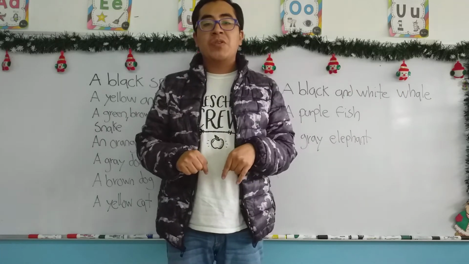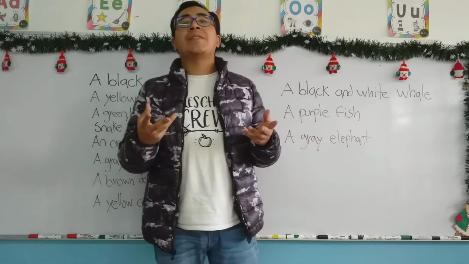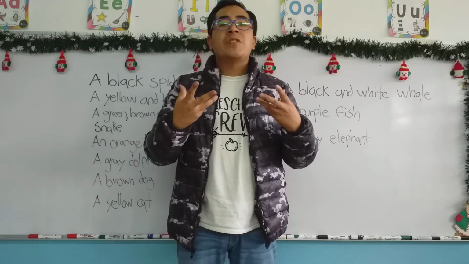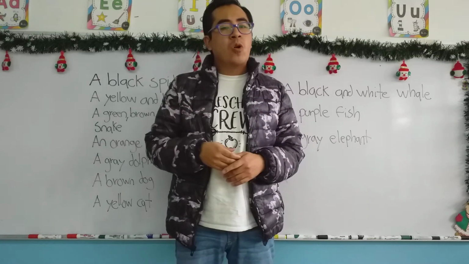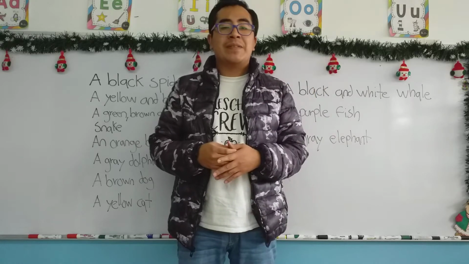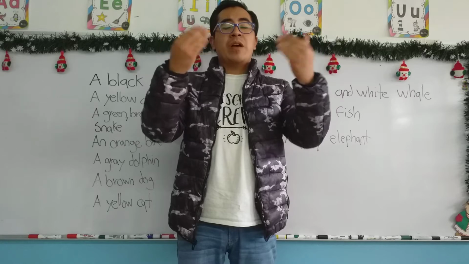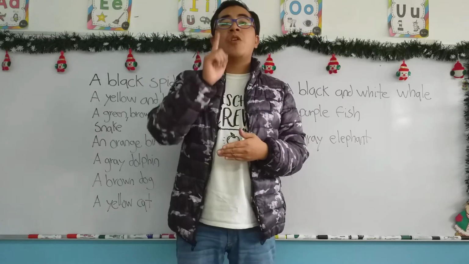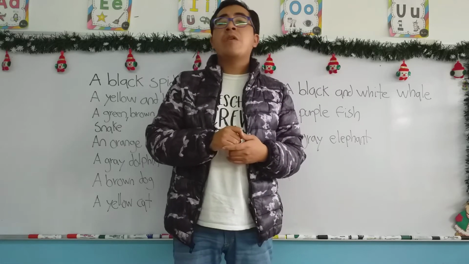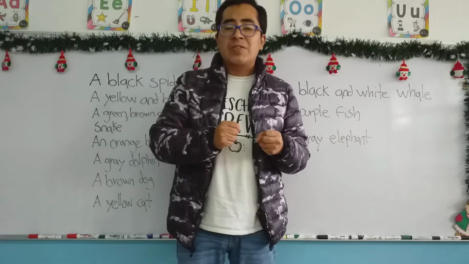For today, my children, we're going to make an activity, an exercise that will help us review the colors and vocabulary about animals. So, for this activity, if you want to work along with the teacher Jacob, you already know the instructions. You have 5 seconds to pick up your book and your pencil case.